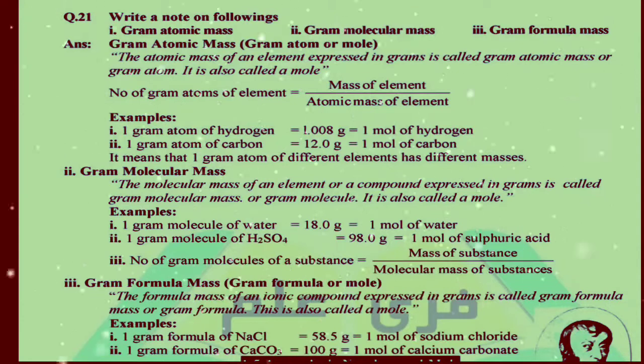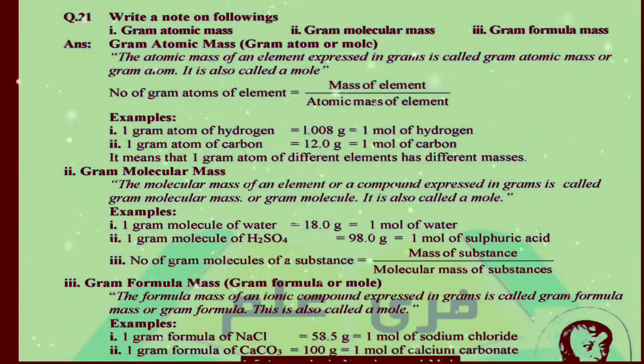So 1 gram molecule of water is equal to 18.0 gram, which is equal to 1 mole of water. In this, 18.0 gram is the molecular mass of water, which is equal to 1 mole of water. And 1 gram molecule of H2SO4 is equal to 98.0 gram, which is equal to 1 mole of sulfuric acid.